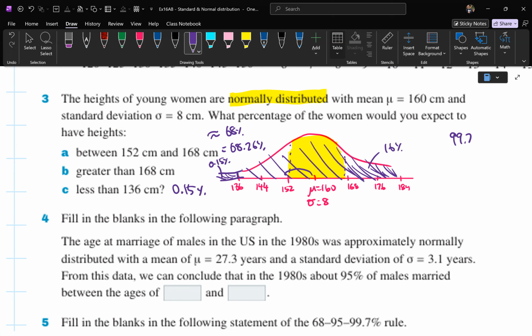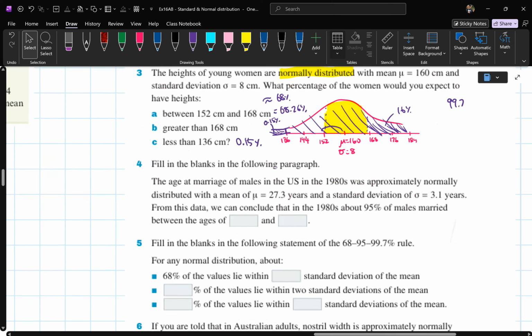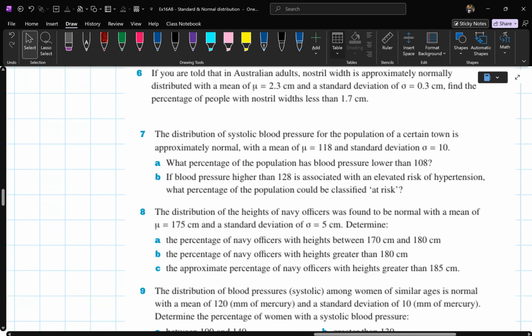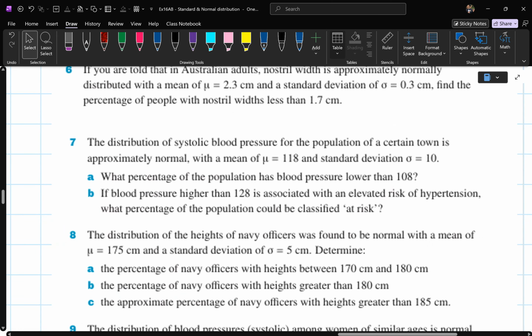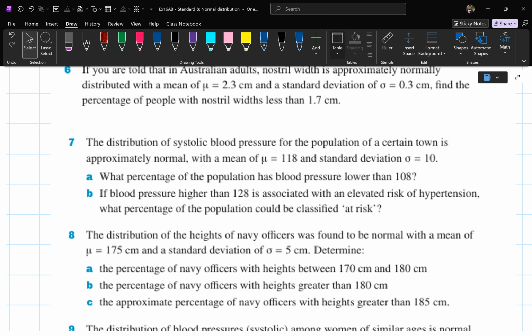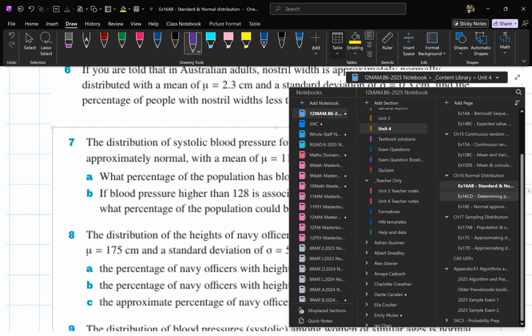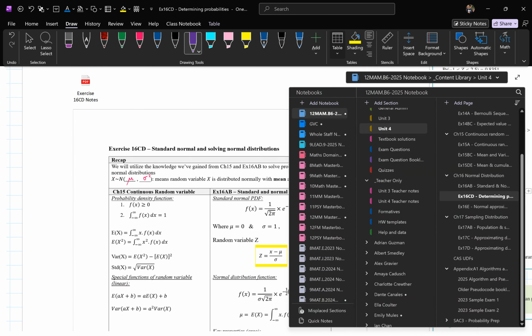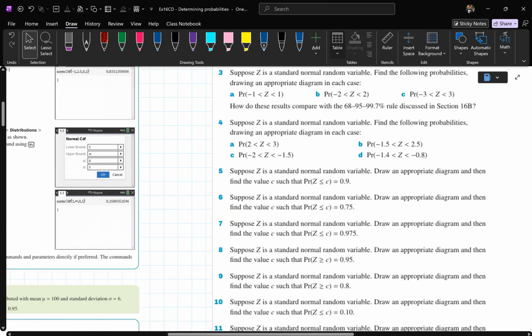0.15%. Coolish. Most of these are just starting to feel like, I'm just wondering if there's a question where you don't use the approximation. I feel like they're all approximations. Let me have a look at the next one. What's the next one? C. Let's have a look at C.